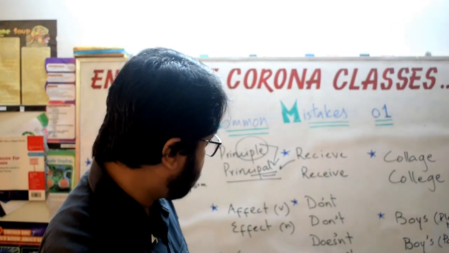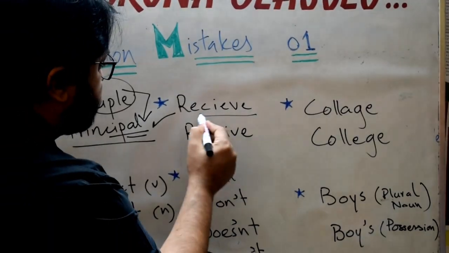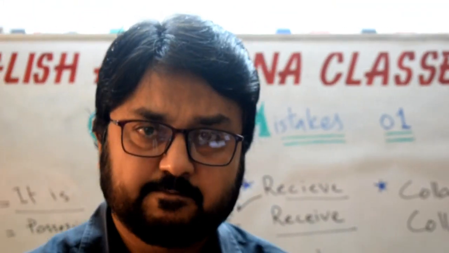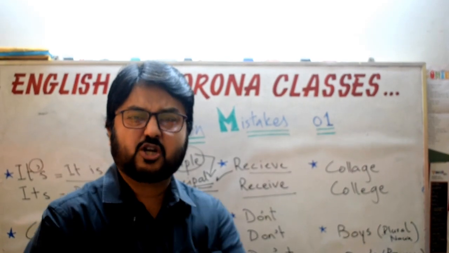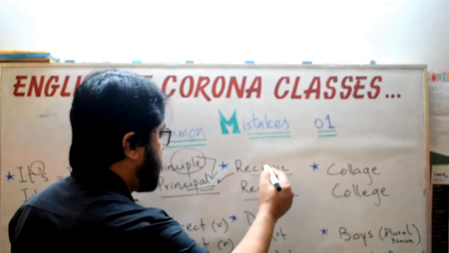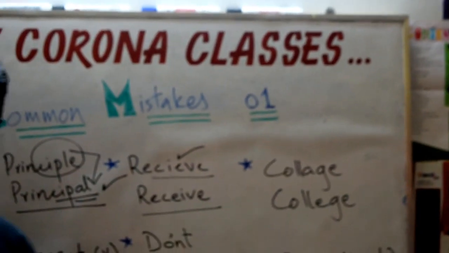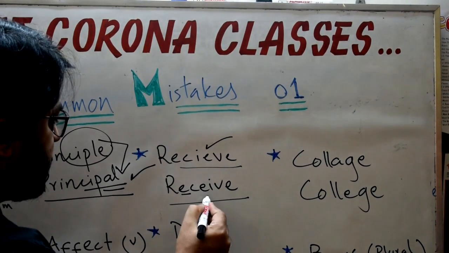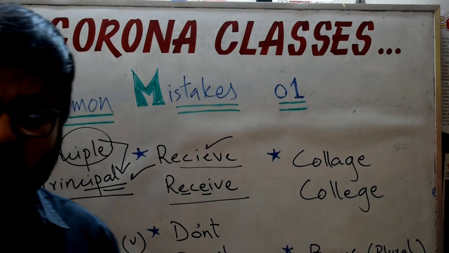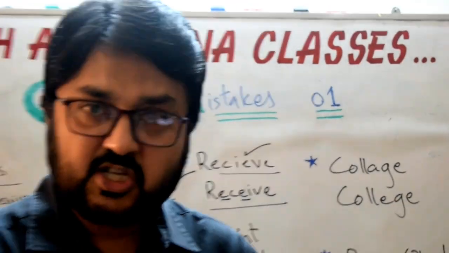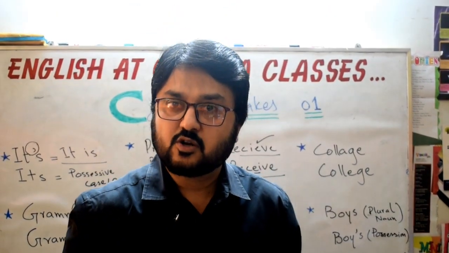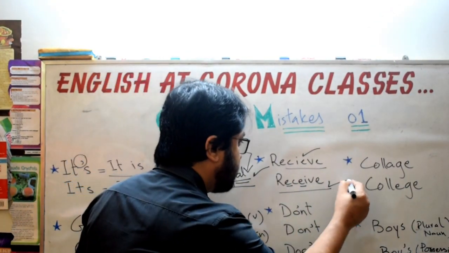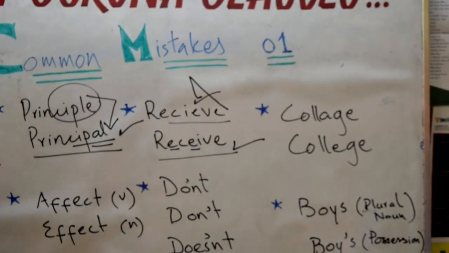Come to the next mistake. Look at this one. Oh, we the English teachers are sick of this mistake. Every time majority of the students write this spelling for receive, which is incorrect. You have to remember that there is E before C and there is E after C. Jiske aage E, jiske piche E, that is received. Understood or not? Not this one. Please don't repeat. This is the correct spelling. This is incorrect spelling. Fine.